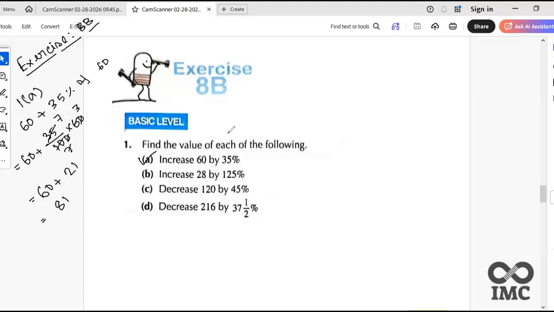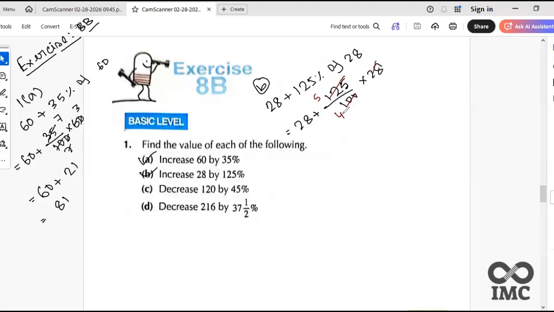Then similarly, number B, increase 28 by 125%. So 28 plus 125% of 28. So 28 plus 125% means actually 125 by 100 multiplied by 28. Now we need to cancel. 125 by 25 is 5. 100 by 25 is 4. Then 28 by 4 will be 7. So 28 plus 5 7s is 35.